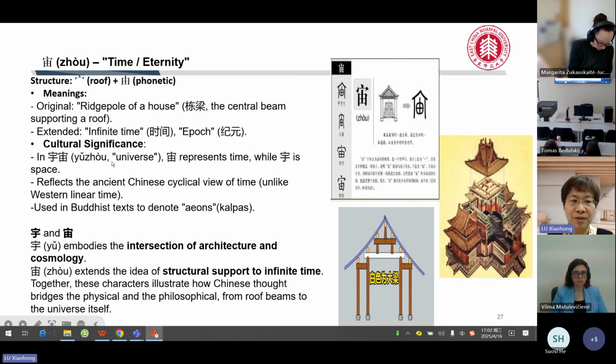So in 宇宙, 宙 represents time, 宇 represents space. So that's the view of the Chinese. That reflects the Chinese cyclical view of time. Yeah, it's cyclical, not linear time, but cyclical time. Okay, so we often use 宇宙 together now to reflect the intersection of architecture and cosmology.